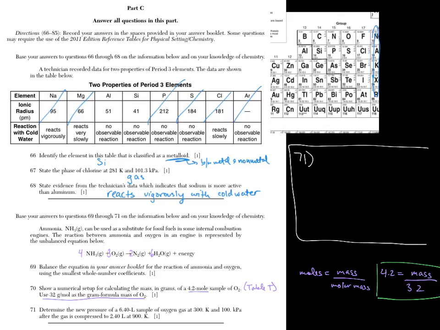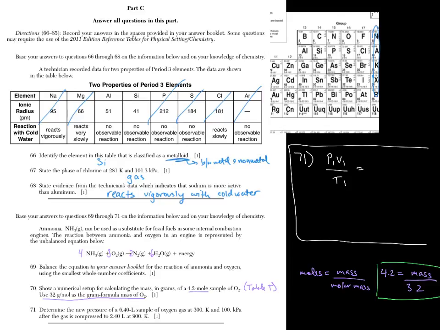Determine the new pressure of a 6.4 liter sample of oxygen gas at 300 Kelvin and 100 kilopascals after the gas is compressed to 2.4 liters at 900 Kelvin. All right, so this is going to require the combined gas law. This is also in Table T.